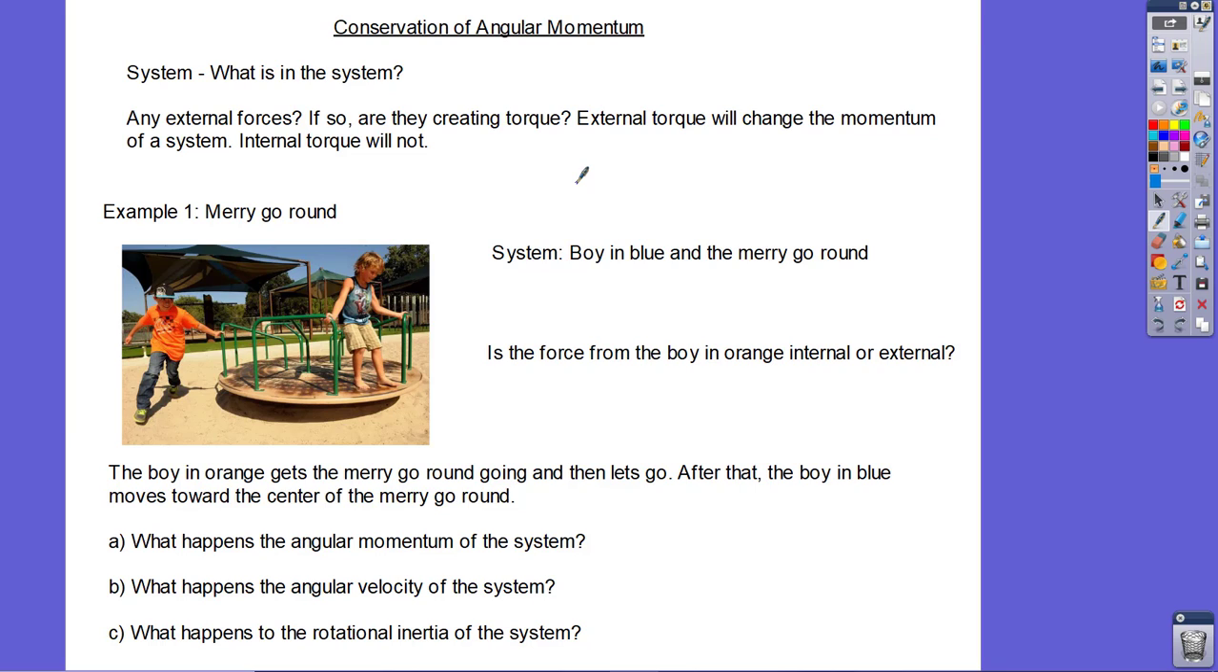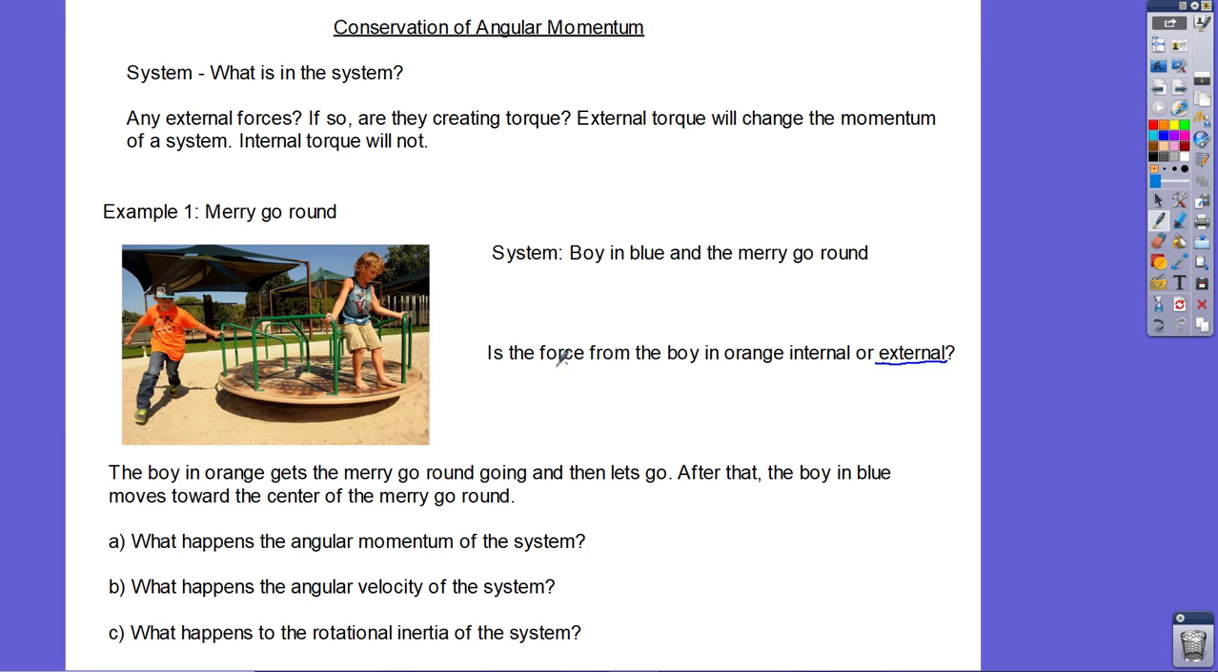Okay, so now let's look at this merry-go-round example. We have these kids on the playground. We are going to define the system as the boy in blue and the merry-go-round. So this thing going around and this kid are the system. The kid in orange is not the system. It's pretty clear he's exerting a force. So is the force from the boy internal or external? Well, since he's not part of the system, that is external. So what is his force going to do? It'll generate torque, and it will change the, let's say it's going to increase.